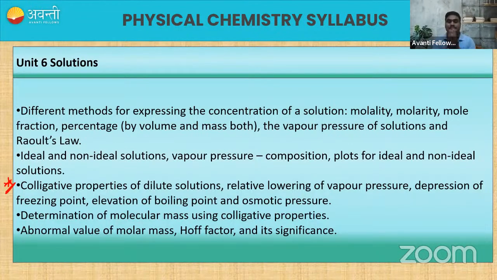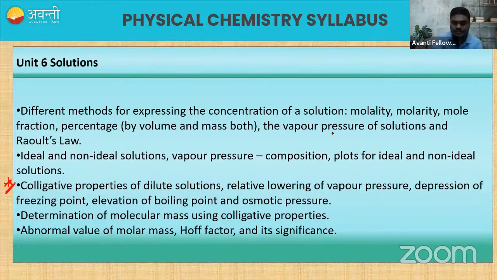In colligative properties, we are going to study the relative lowering of vapor pressure, depression of the freezing point, elevation of the boiling point, and osmotic pressure. Also determination of the molecular mass using colligative properties, abnormal values of molecular mass, van't Hoff factor, and its significance. So these all we are going to study in this chapter.